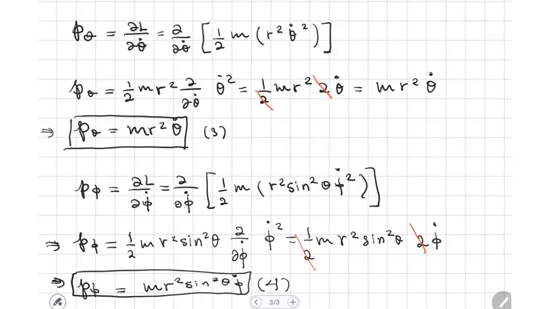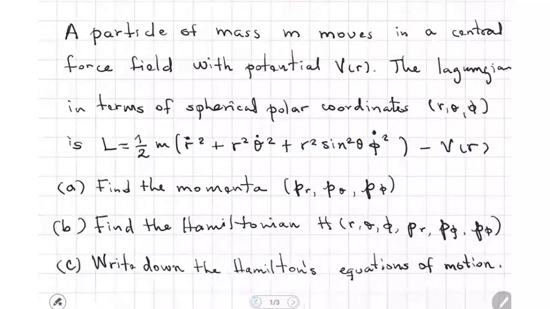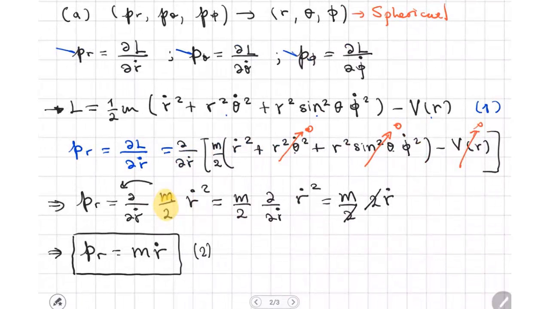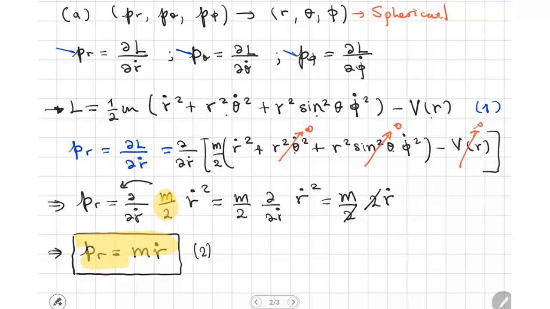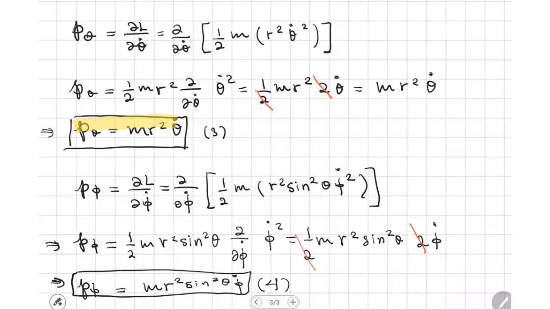Okay, we have the first part of the problem solved, part a. Find the momenta p r, p theta, and p phi. So p r is the number 2 equation. We have the calculation, the result here. Actually, I'm going to highlight it. The same with p theta, and the same with p phi. All right. So now the next step is solving the second part of the problem.